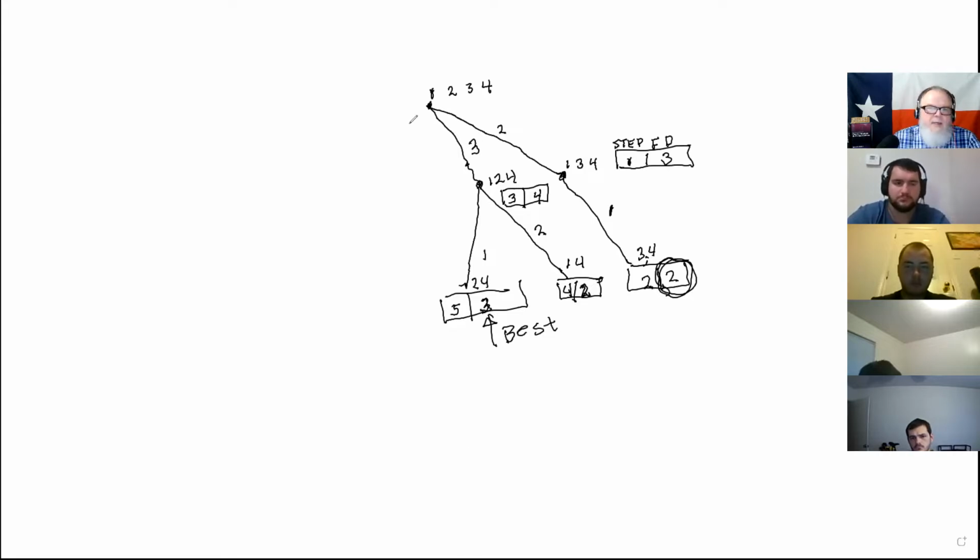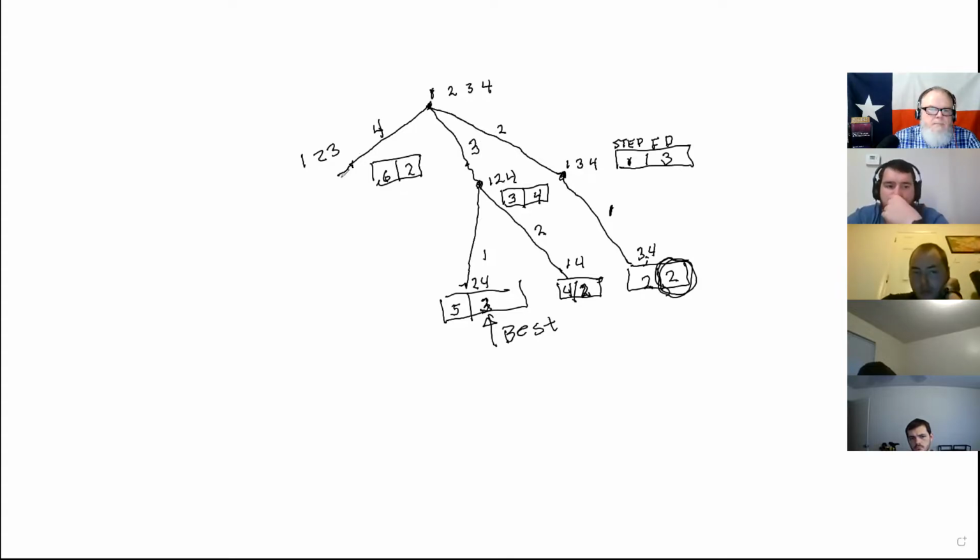Well, let's come up here now and let's take away 4. With the next step, this is step number 6, I'm going to have 1, 2, and 3. And I'm going to have a Fisher distance of 2. Can anybody tell me why this is so consequential?